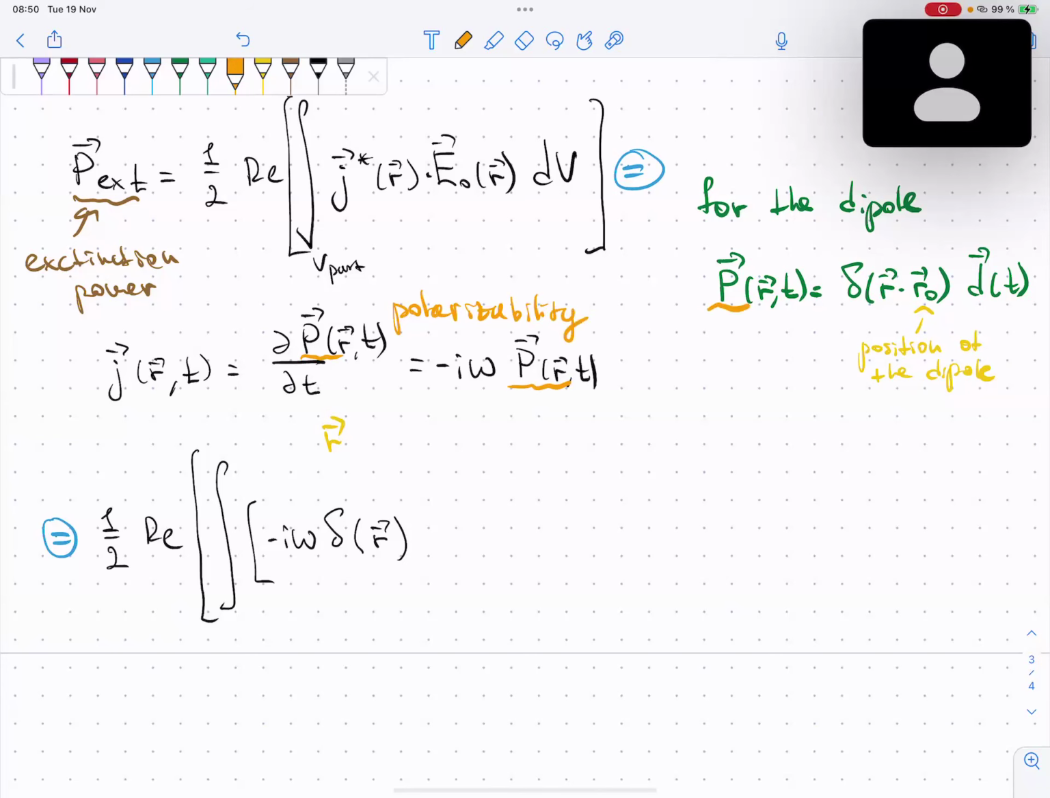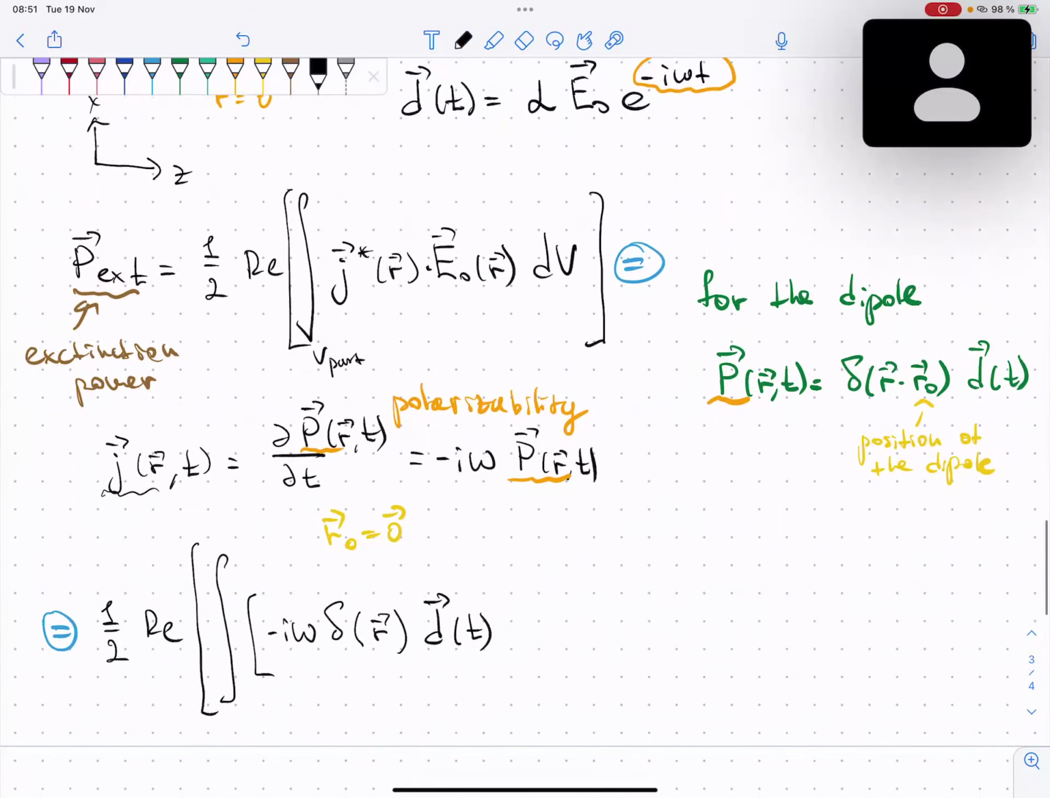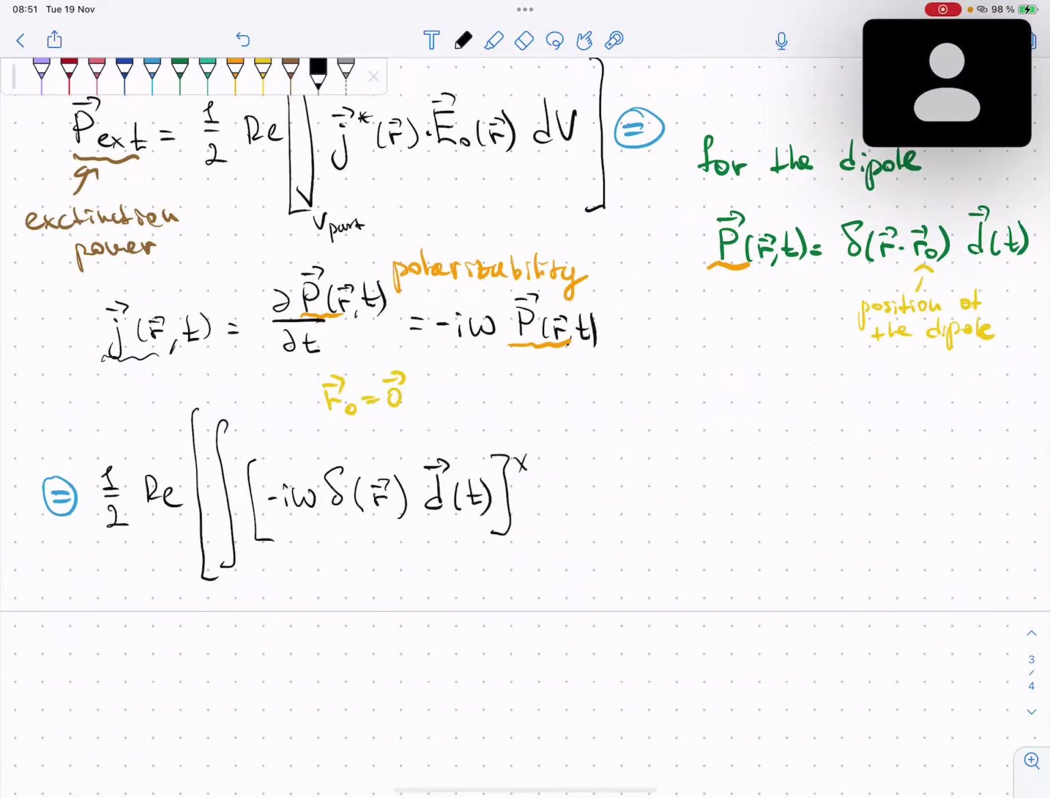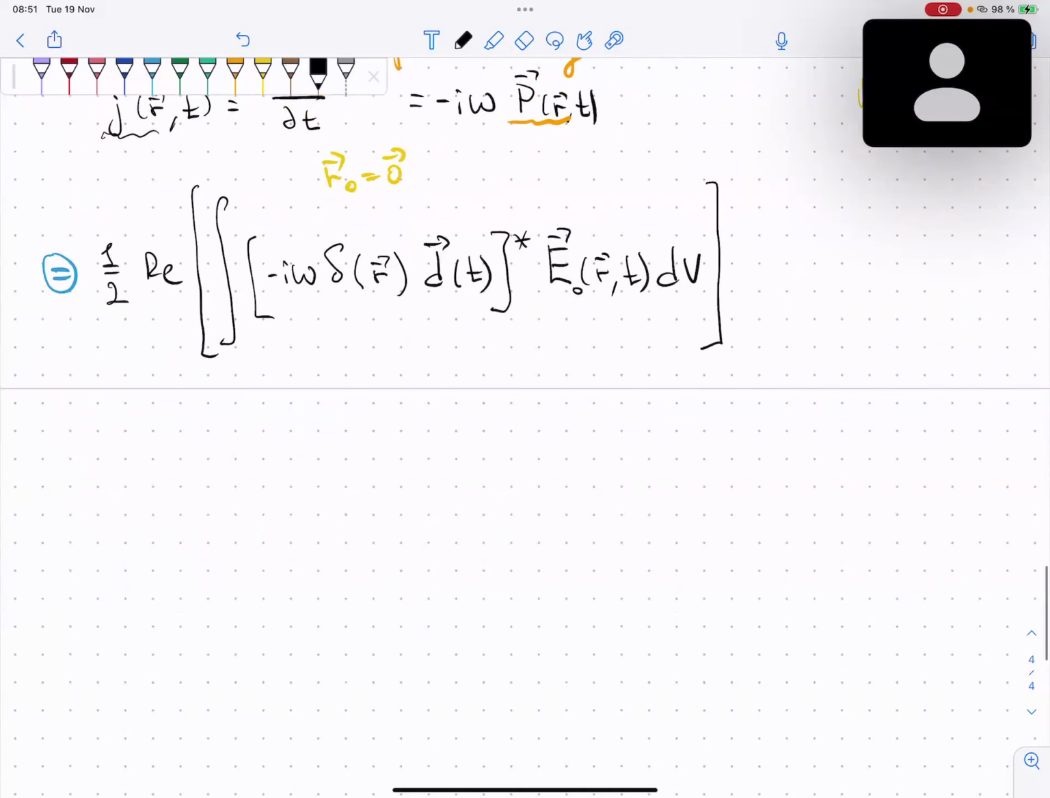Yeah. This is also polarizability. So this current will be minus i omega multiplied by the delta function of R, because R0 for us is 0, and multiplied by the dipole moment of our dipole. Everything is conjugated and multiplied by the incident field of R and t, integrated over the whole volume.